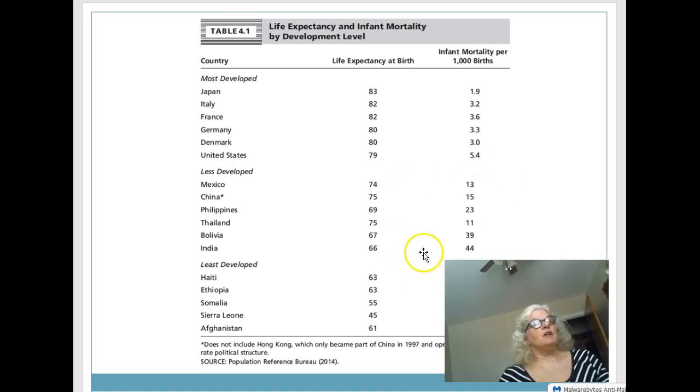Then we have the less developed countries, Mexico, Philippines, India, and we can see a significant difference related to mortality, infant mortality, that's the death within the first year. And as we look at life expectancies, we can see them continue to grow. And then the least developed places oftentimes that we consider within Africa, Afghanistan, those areas, and we can see in Sierra Leone the lowest life expectancy at birth is at 45.